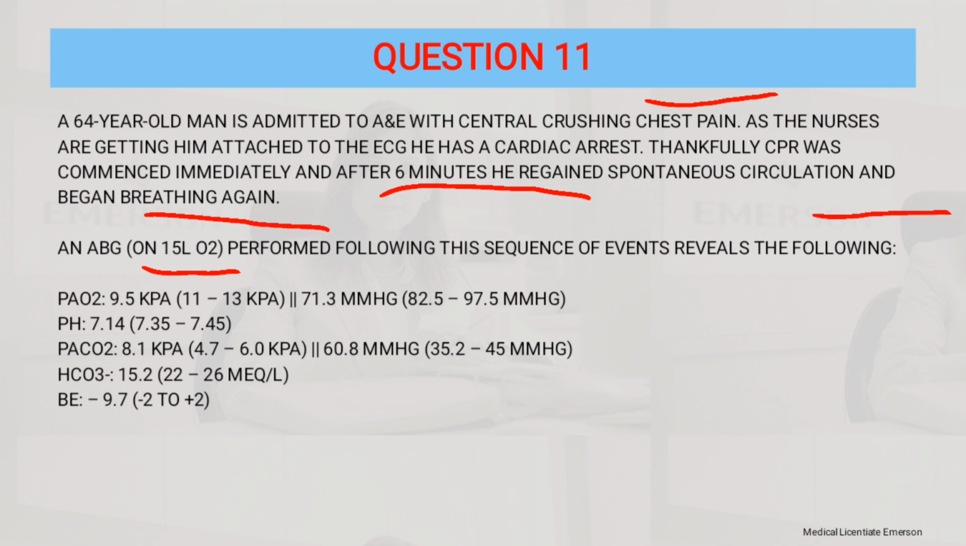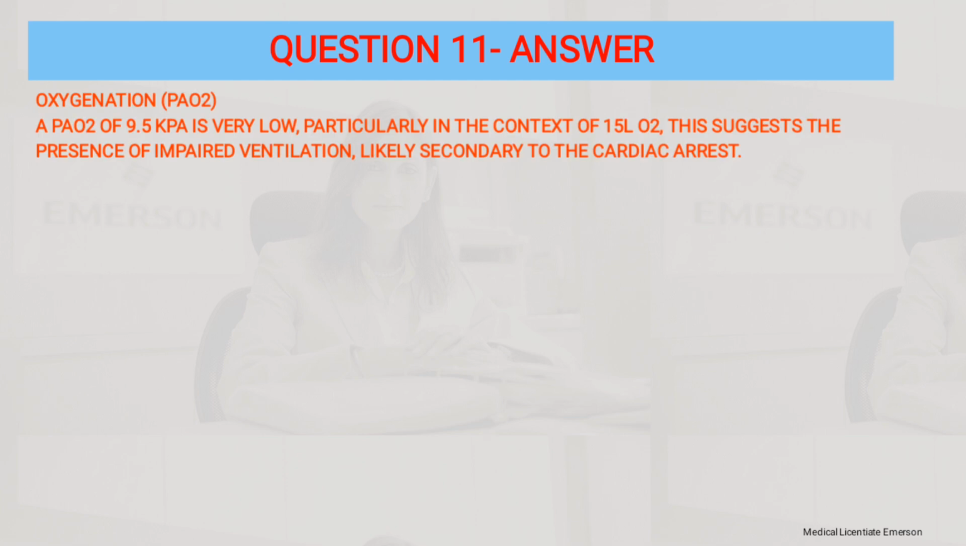So he has a partial pressure of oxygen of 9.5 kilopascals, and 71.3 millimeters of mercury. Then the pH is 7.14 and has a partial pressure of carbon dioxide of 8.1, and in terms of millimeters of mercury it is 60.8. The bicarbonate level is 15.2 and the base excess is negative 9.7. Okay, so let's look at this. Let's break them down.